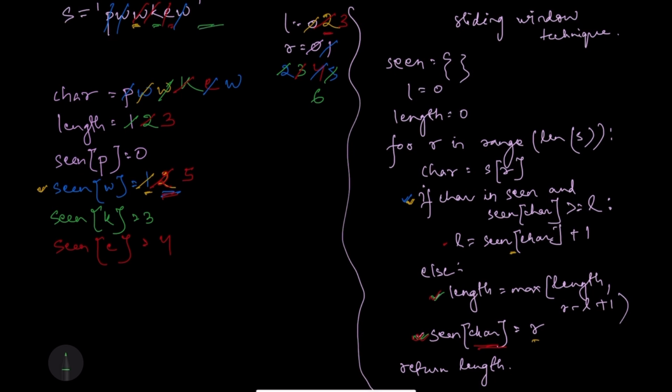If we see our string has already completed, so the loop won't move forward, and we will come here where we will be returning our length. So our length is 3, so we will be returning 3.